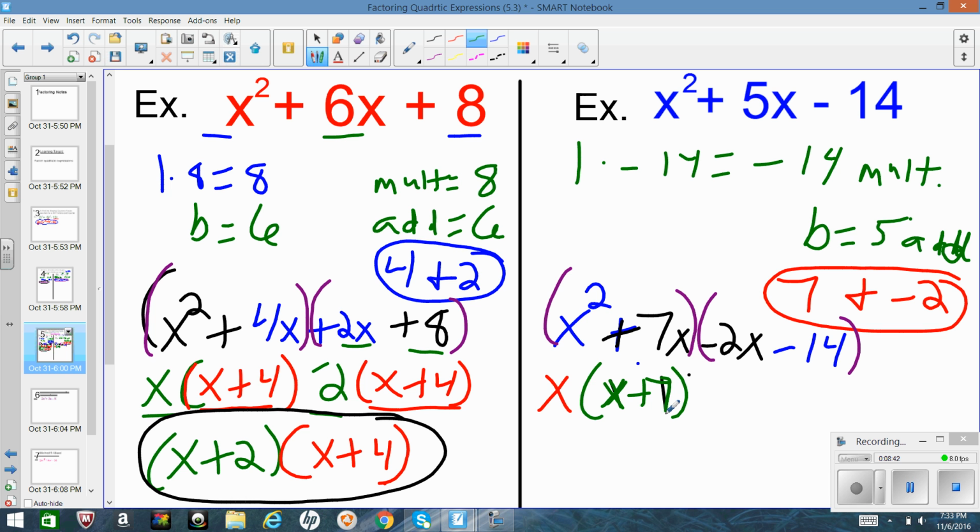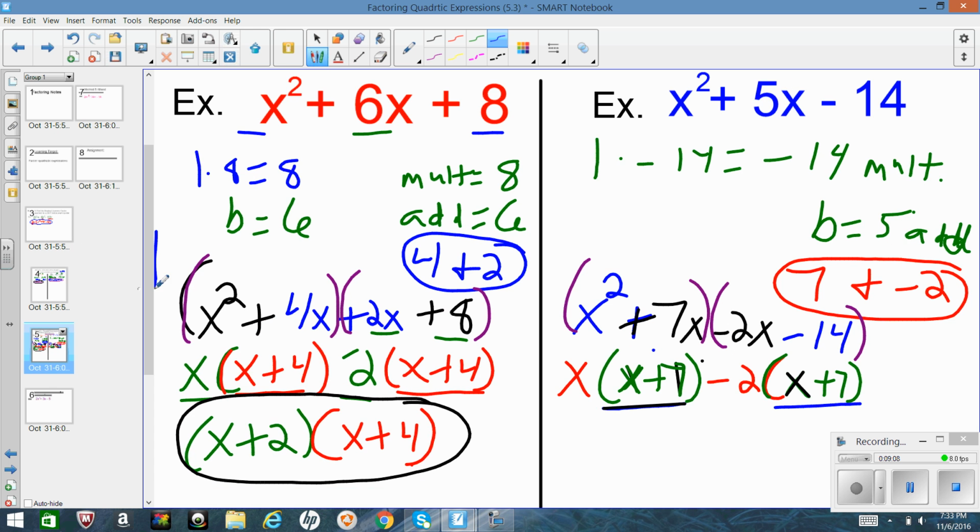Now look at the second two terms. What do they both have in common? They have a negative 2. So I can take out a negative 2. If I take out a negative 2 from negative 2x, I have x. If I take out a negative 2 from negative 14, I have a plus 7. Again, my two terms must match, the x plus 7 and the x plus 7.